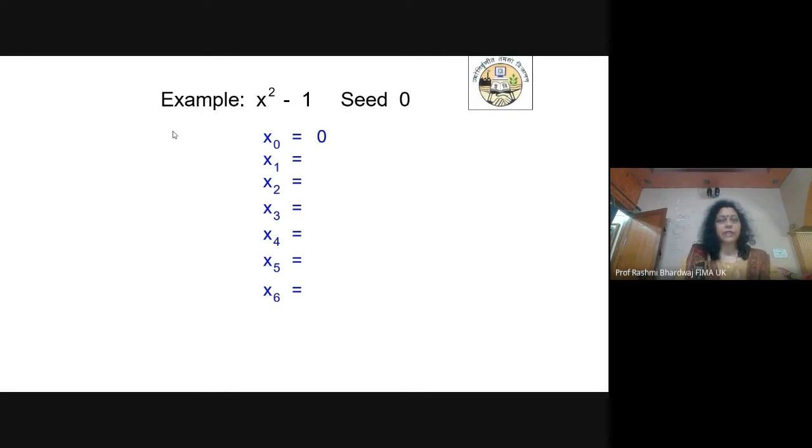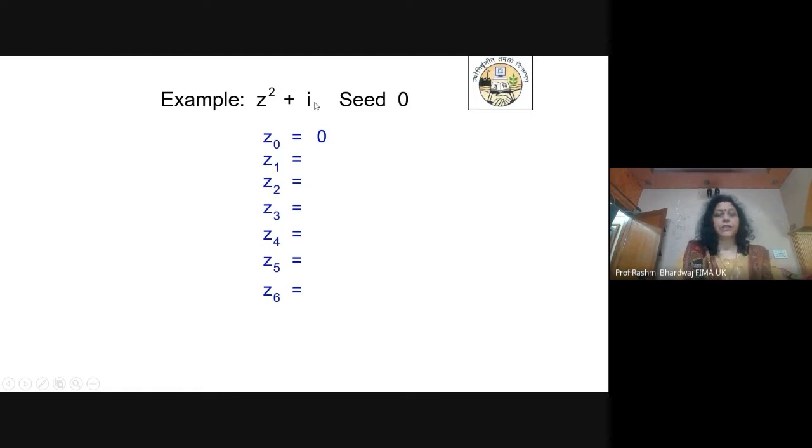If you have x square minus 1, then 0, minus 1, 0, minus 1, like this. So you are getting a 2-cycle. Some points are converging towards 0 and some towards minus 1. So like this, you are moving to the 2-cycle.